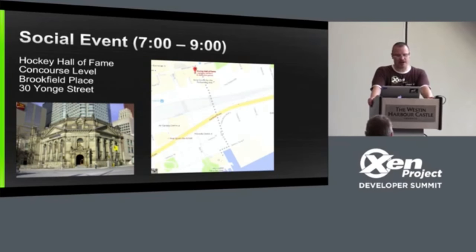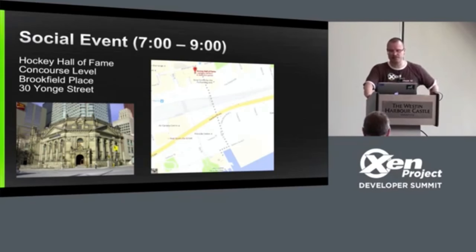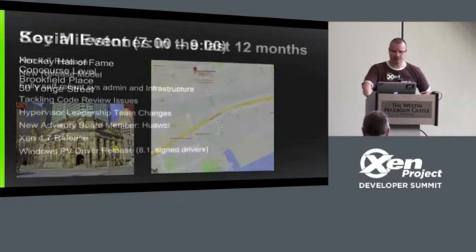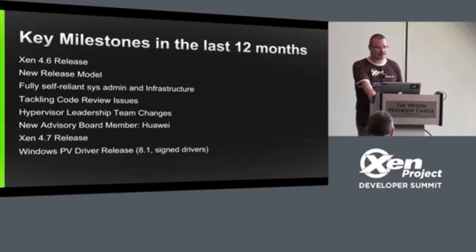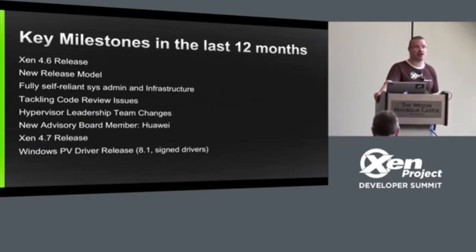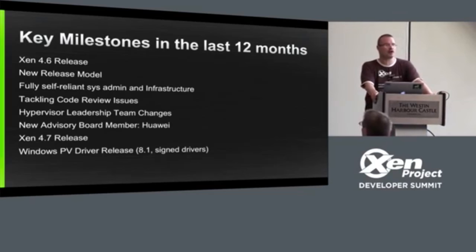So I wanted to kind of cover some of the topics and key milestones which have happened since the last summit, last August. So we actually had 2 releases. We had the Xen 4 release in January. We introduced a new release model.